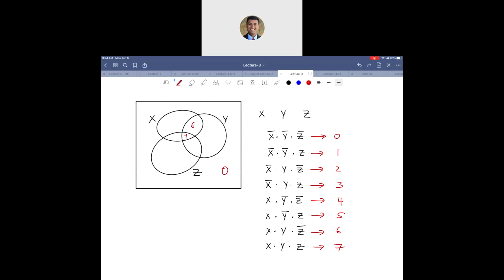X intersection with Z intersection with Y complement. So that is 5 right there. X, Y complement, Z complement, which is 4. How about 3? 3 is X complement, Y, Z. That's 3. How about 2? 2 is Y. How about 1? That's it. 0 all the way to 7. So all of those are 8 possibilities. I hope that answered the question there.